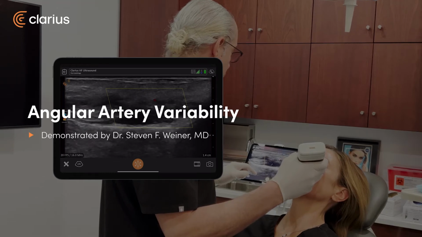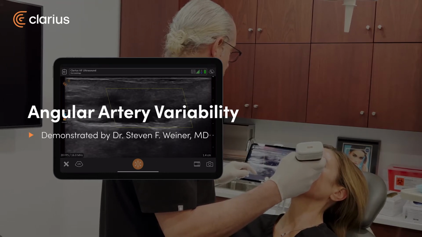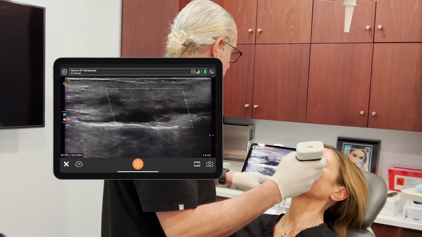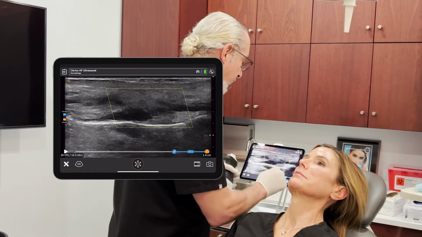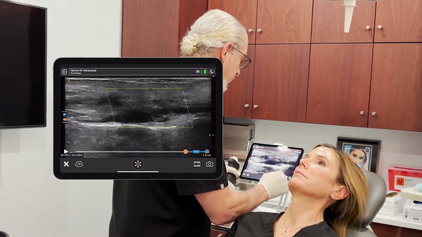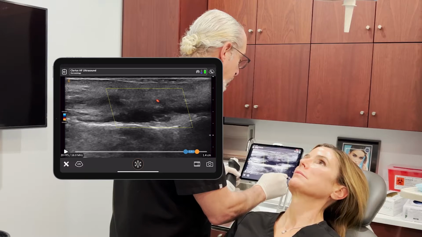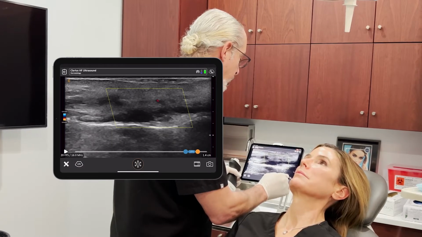So this is an interesting case. This is actually my wife. And I want to show you here that she has an angular artery that's in its typical position on her left side. And I'm going to just show you, and I'm going to measure it, and it's right here.